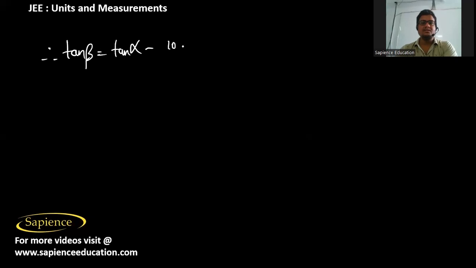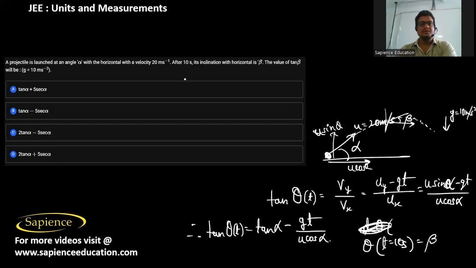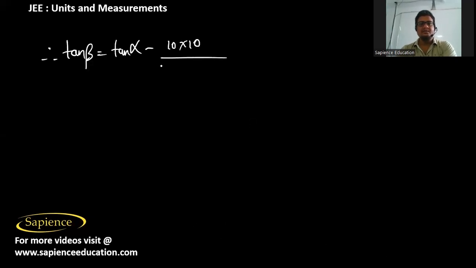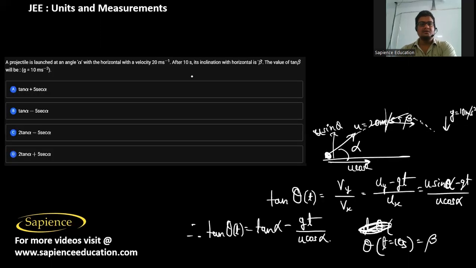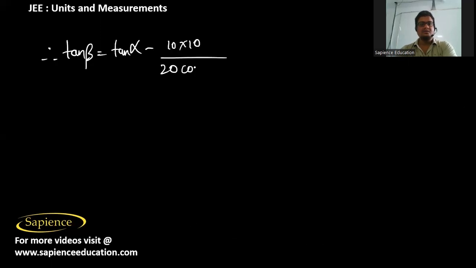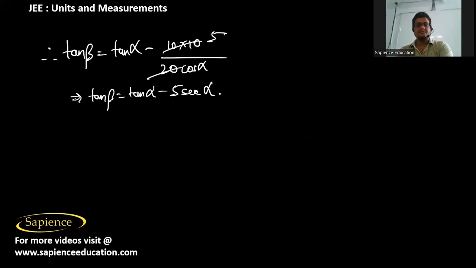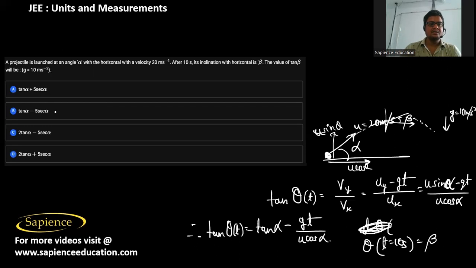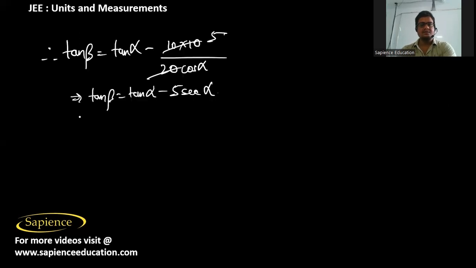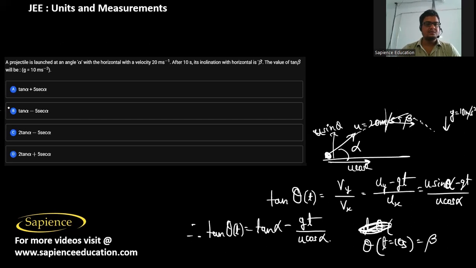So this will be G is 10, 10 into 10, by u is 20 cos alpha, 20 cos alpha. So 25 is 100. Therefore tan beta equals tan alpha minus 5 sec alpha. So option B is the correct answer.